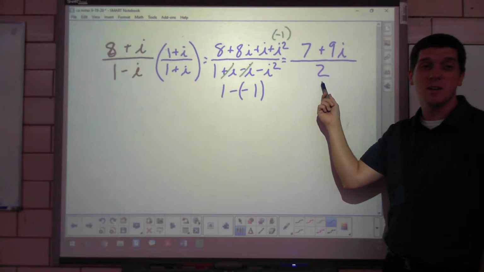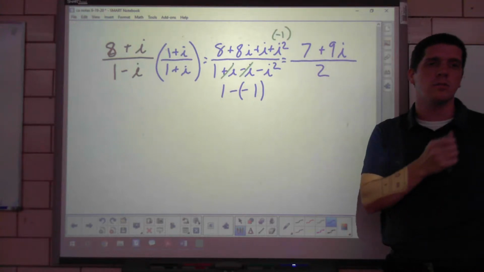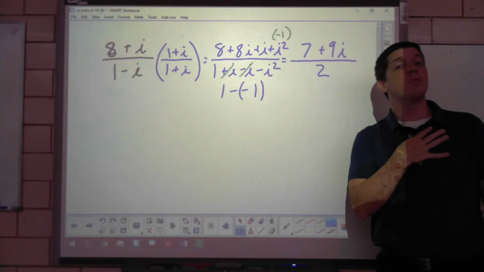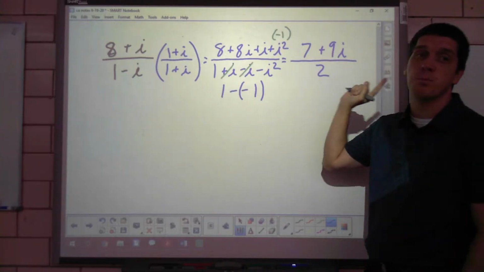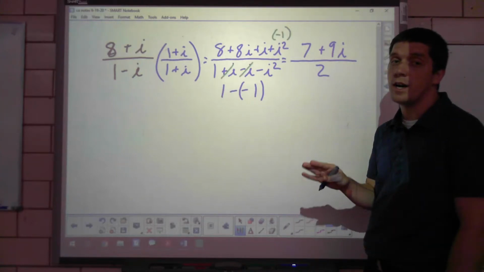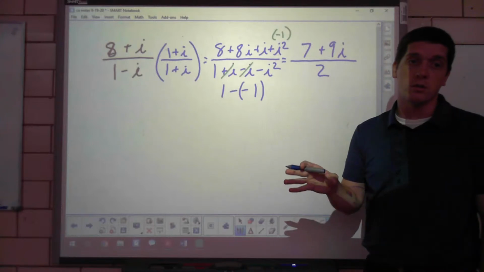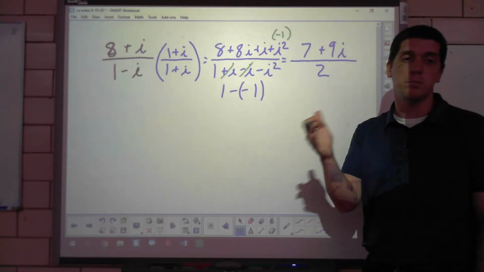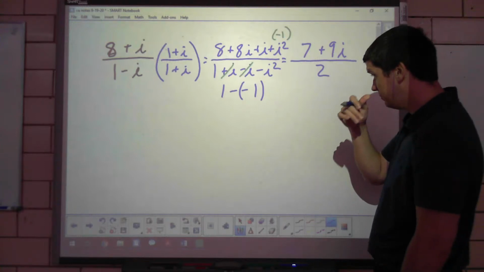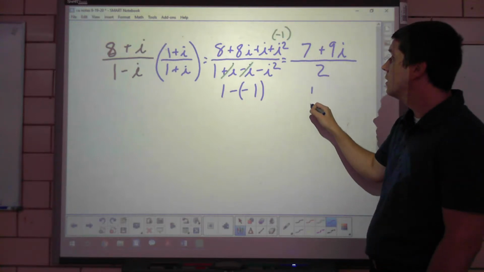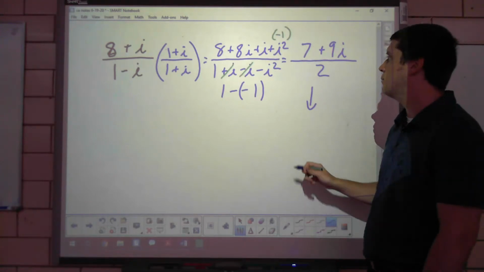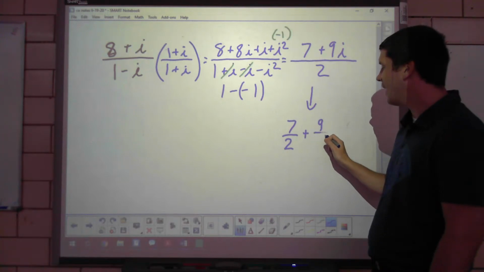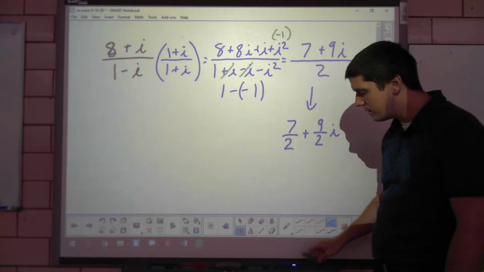Unfortunately, sure, we got a 2 here. But 2 can't go into either of those numbers, so I'm just kind of stuck. Now, for me, if we were writing answers, I would tell you that this is perfectly acceptable. This is perfectly fine, and there's nothing wrong with it. However, the issue becomes this is not in that a plus bi complex number form. So while this is fine for me, to write it in that proper complex number form, we would need to say 7 over 2 plus 9 over 2 i.